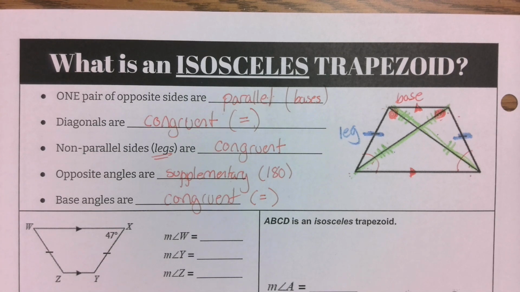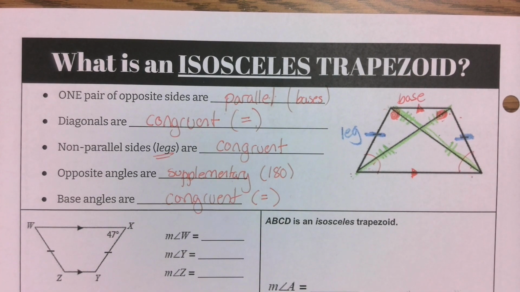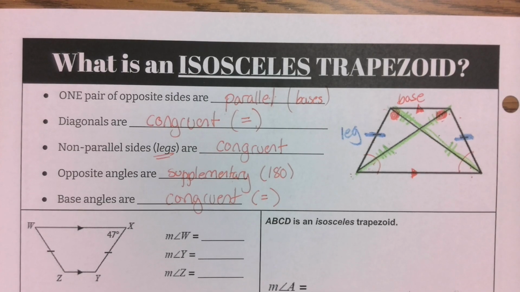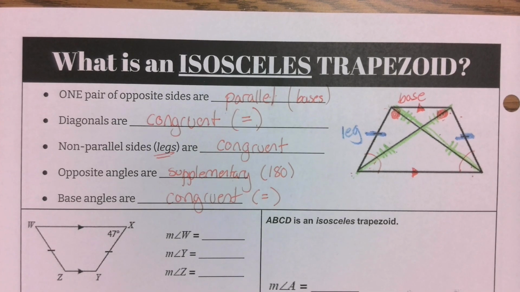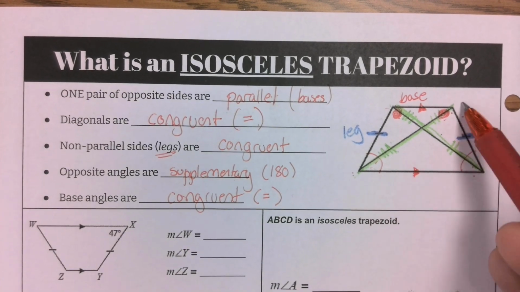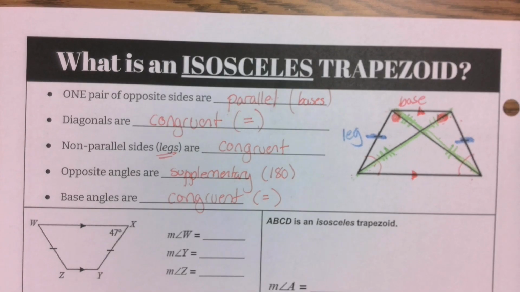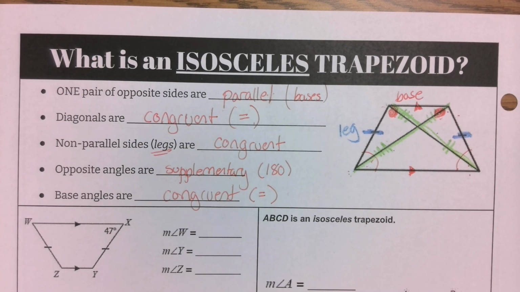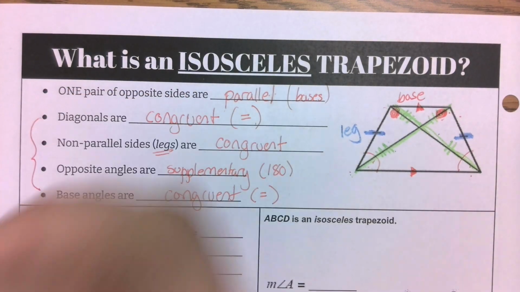All the properties that you must satisfy: one pair of opposite sides that are parallel, and that's true of any trapezoid. Consecutive non-base angles are supplementary, so this one plus this one adds up to 180 for all trapezoids. And then diagonals that are congruent for an isosceles trapezoid, legs that are congruent for isosceles, opposite angles that are supplementary, and base angles congruent. These are isosceles specific.